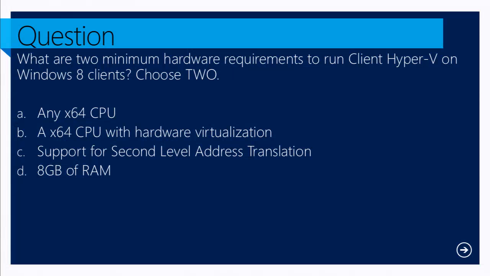So here's a question, and you just got the information on the last slide. Hopefully you read it real quick here. What are the two minimum hardware requirements to run client Hyper-V on Windows 8 clients? Choose two. By the way, you get questions like this too. At least they told you how many answers. And what you'll see, instead of a circle radio button, it'll have the select button, which is a box to let you know you have that. Any answers?